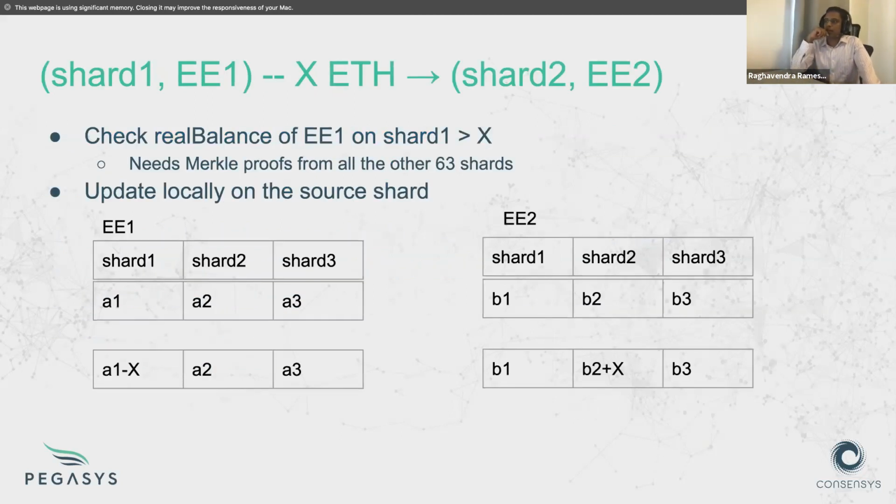So let's describe the mechanism. Again, we take up the same example. Let's say shard 1, E1 wants to transfer X amount of ethers to shard 2, E2.